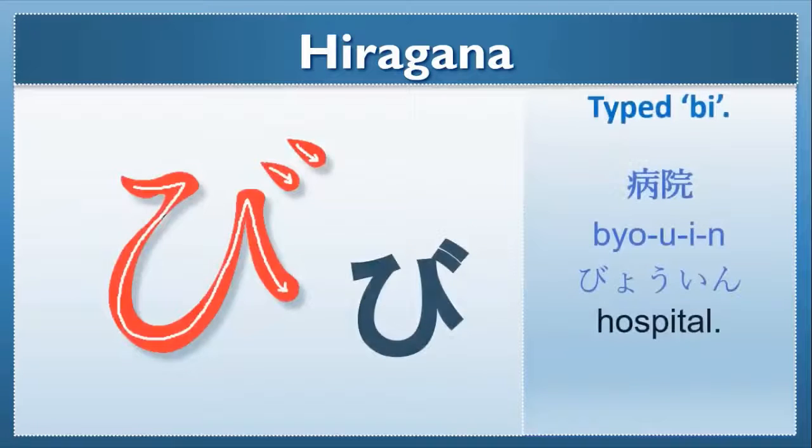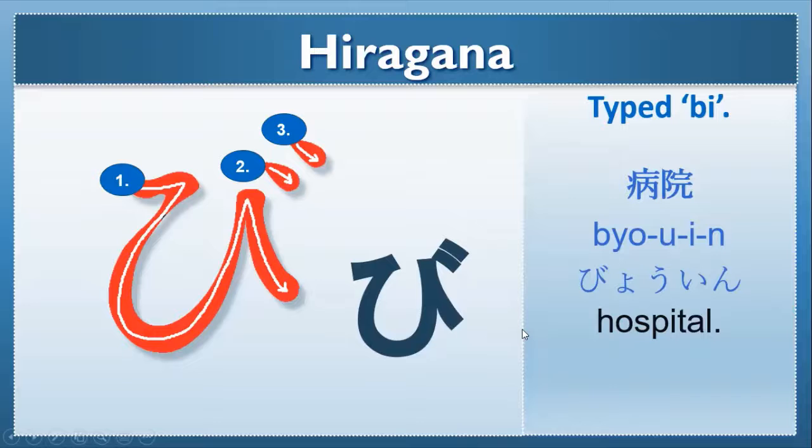Next, び. This is B. So he, and then when we put 10, it becomes B. B as in 病院, byoin. Byoin means hospital.